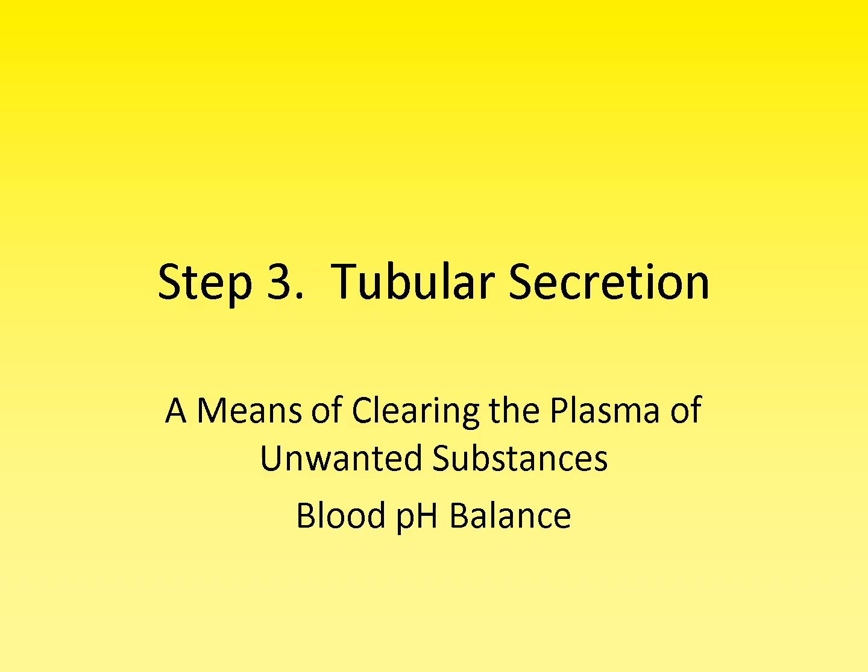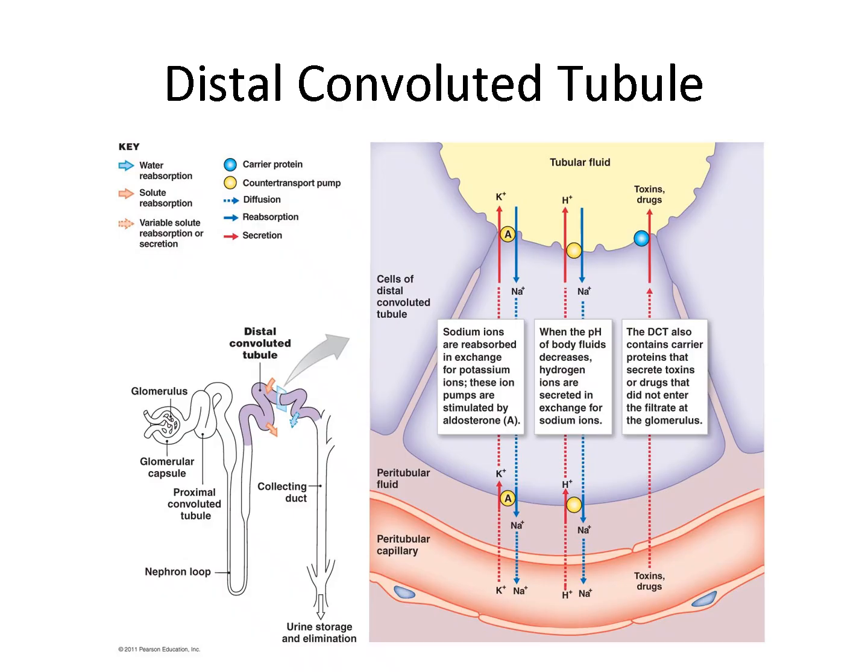Recall that PTH also targets the DCT of the kidney, preventing the excretion of Ca2+ when blood plasma calcium is too low. The diagram above shows a DCT cell with its various transport mechanisms for removing excess or harmful materials still remaining in the peritubular capillaries not removed by filtration. The materials are removed from the blood and secreted into the tubular fluid to be voided in the urine.